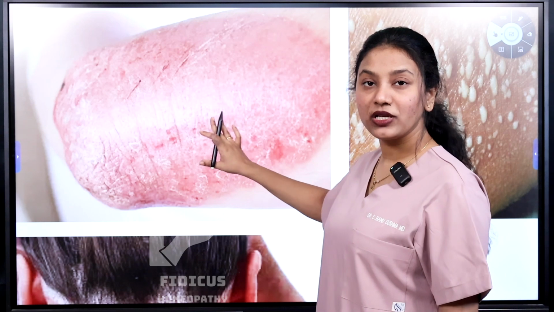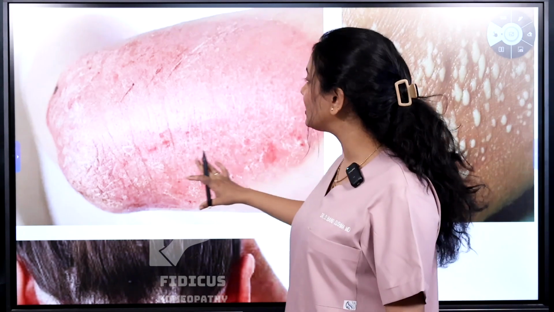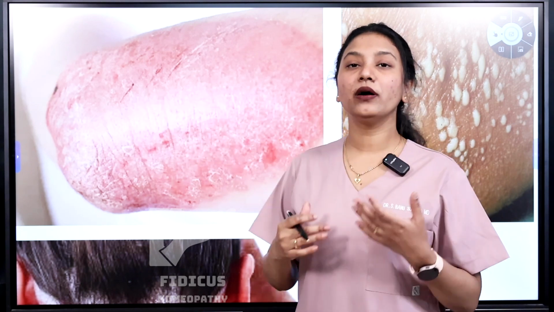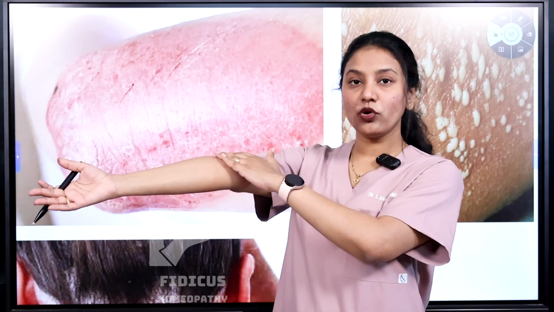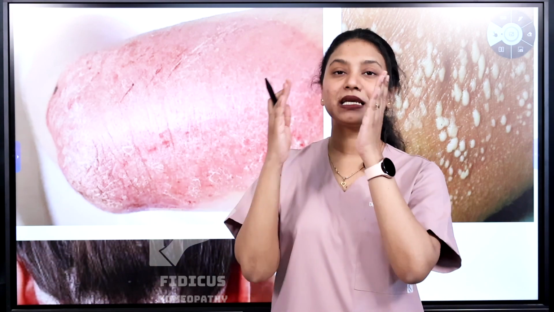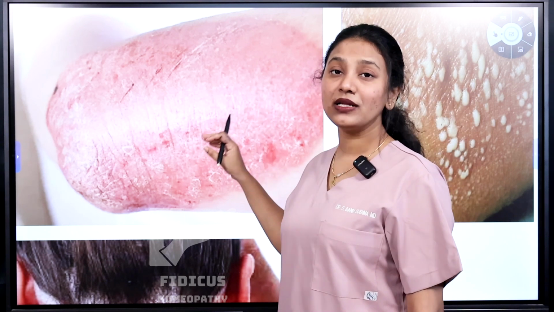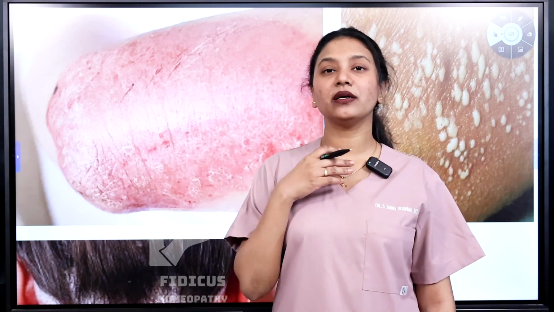As you can see in the picture here, this is inverse psoriasis, which is usually present in the folds of the breast. It can be present in the folds near the elbow region, near the folds of the knee, anywhere the skin is folding, then you will have this kind of psoriasis. This is called inverse psoriasis, usually present near the folds.